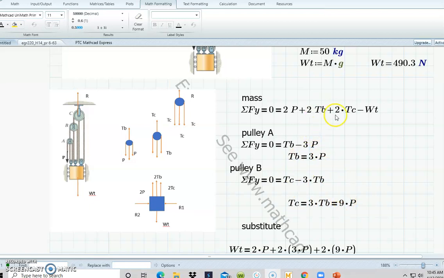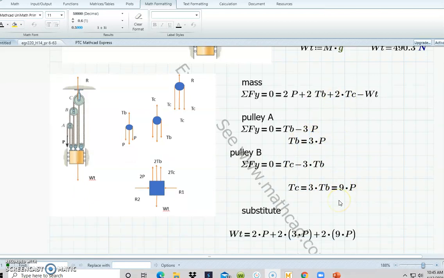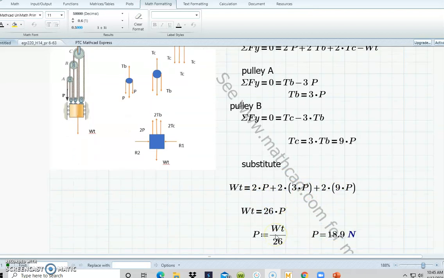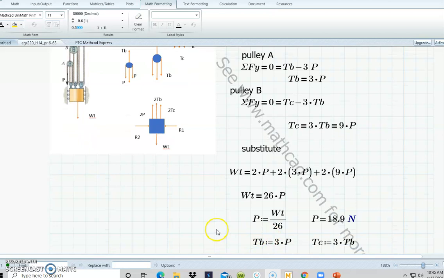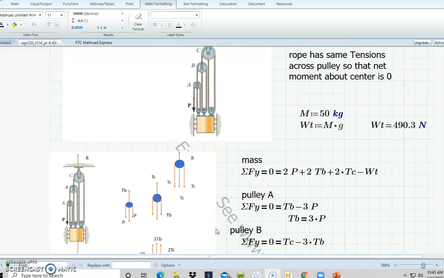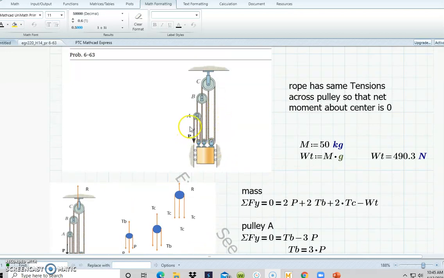So in other words, I can get these two in terms of P. I substitute them in. 2P, 2 times TB, 2 times TC. That gives me 18 and 2 is 20, 26P. So the weight here is 26 times P. Divide the weight by 26.